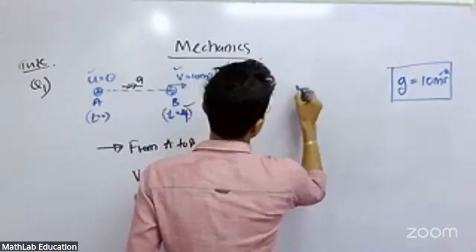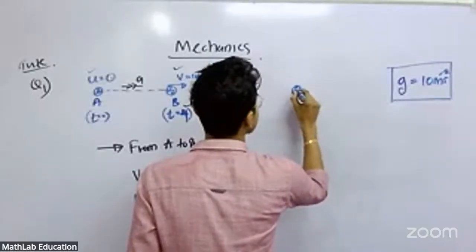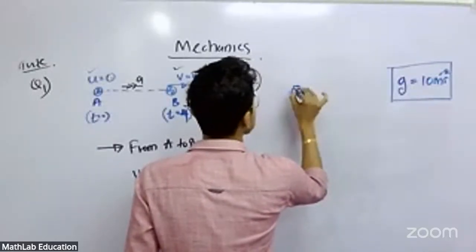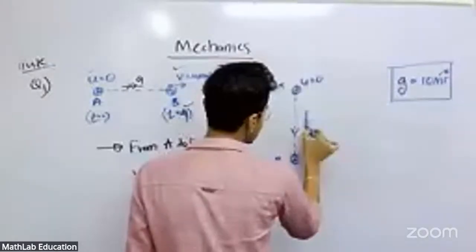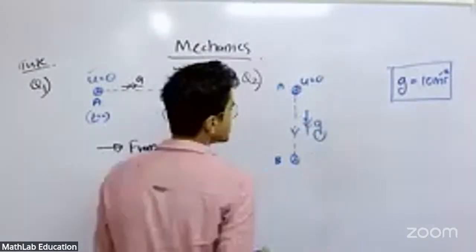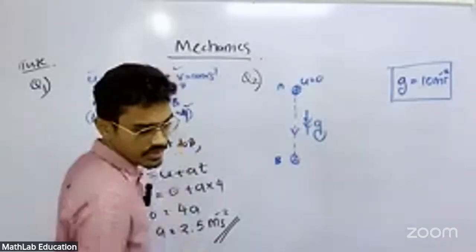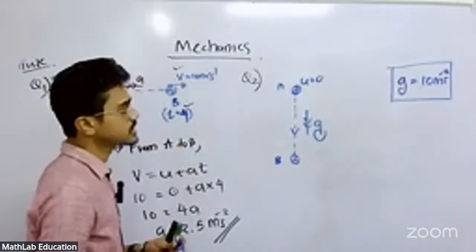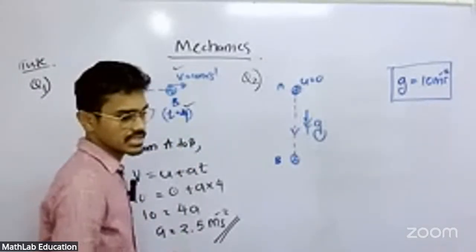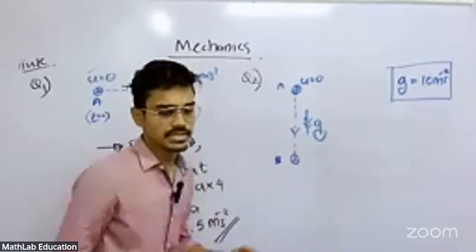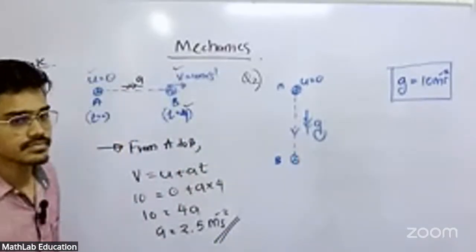Now, if I consider an object like this, acceleration throughout the motion is gravitational acceleration. We denote it by G. So this is the simple sketch.